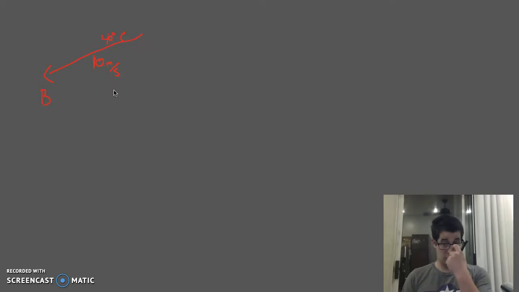Okay, so here we have vector B. Vector B is actually a velocity vector. So we have a velocity of 10 meters per second at an angle of 40 degrees to the south of west. So vector B, in magnitude direction notation, is 10 meters per second, 40 degrees south of west.